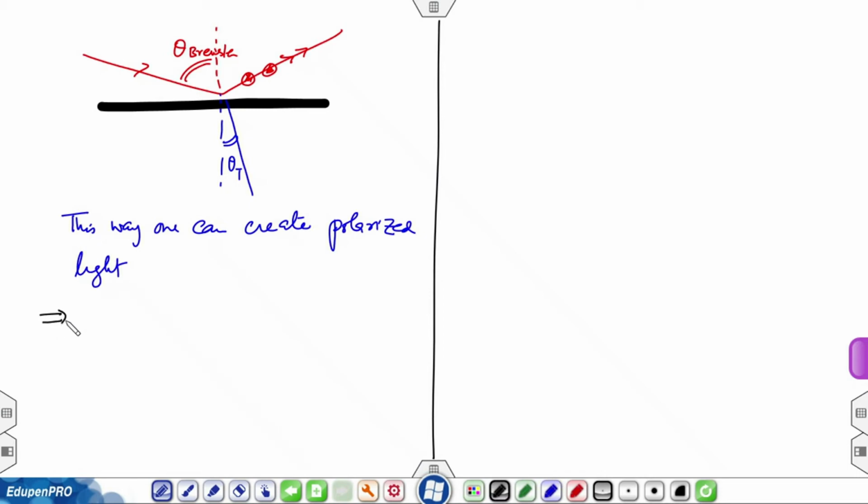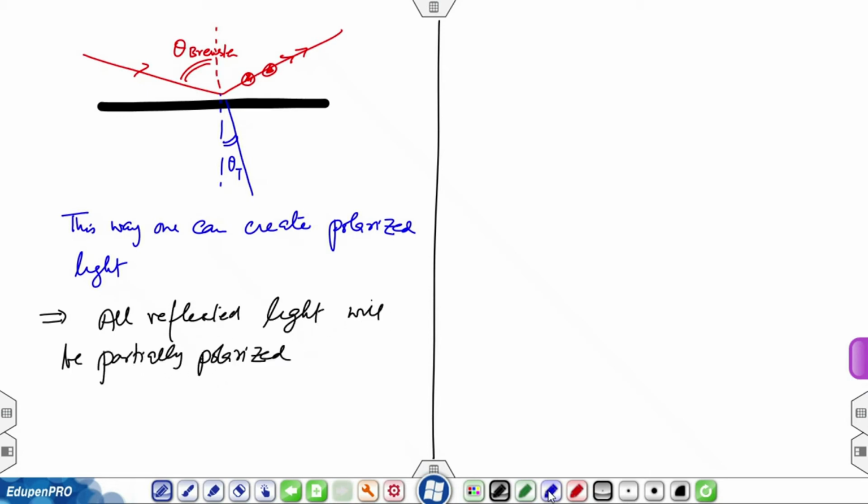This also implies all reflected light will be partially polarized, and this gives you an opportunity to cut one kind of polarization or the other using polarization filters. Those who do photography or play with optics instruments know what polarizer filters are. By rotating them, you can cut down the background intensity versus the reflected light intensity. That can be adjusted using these.